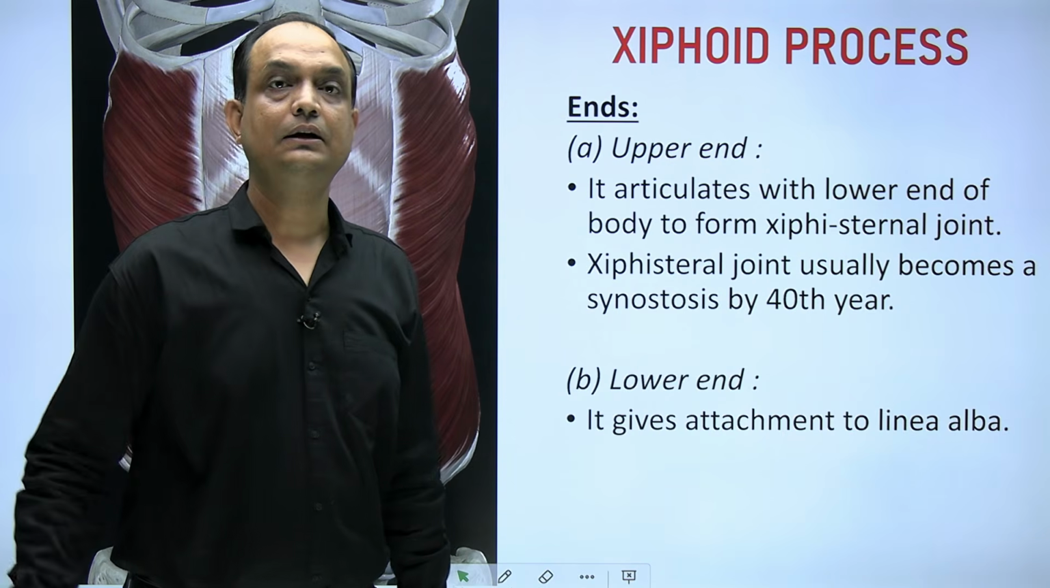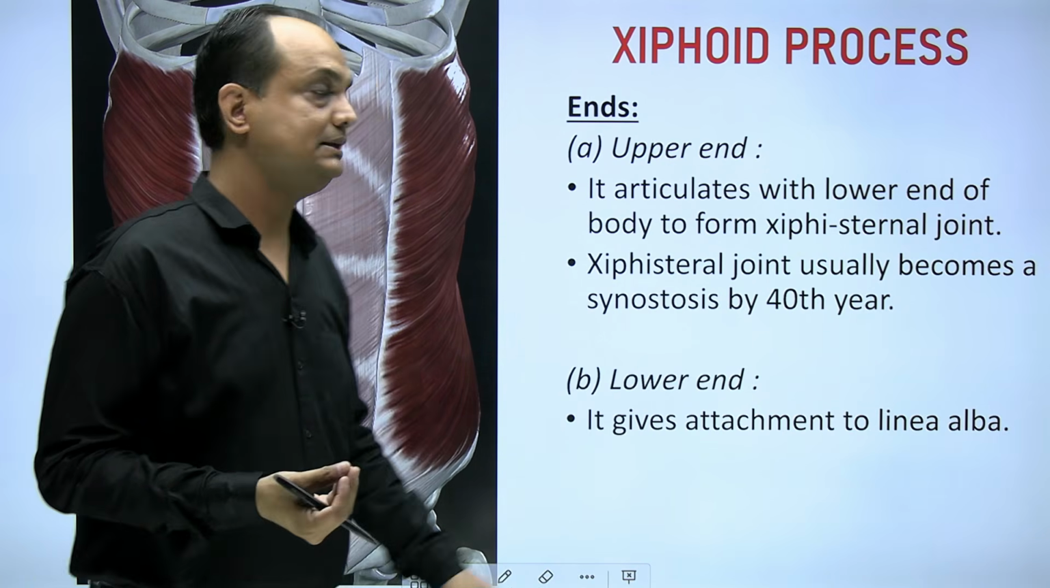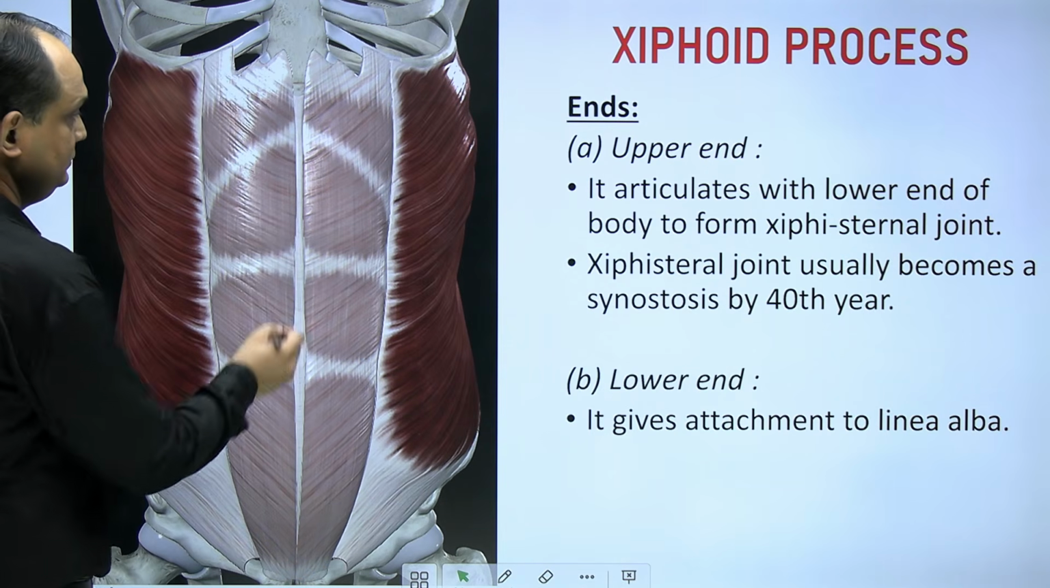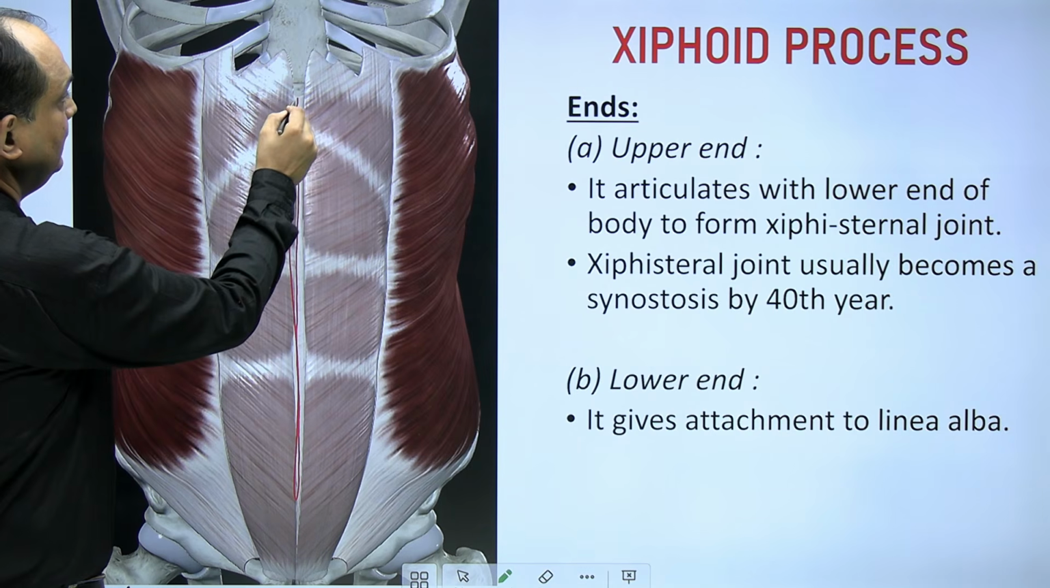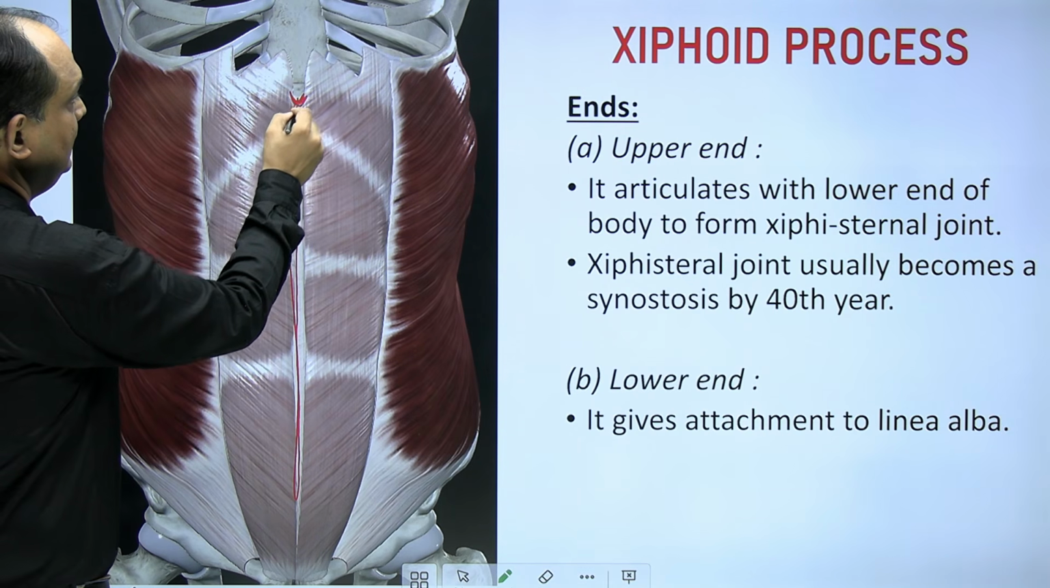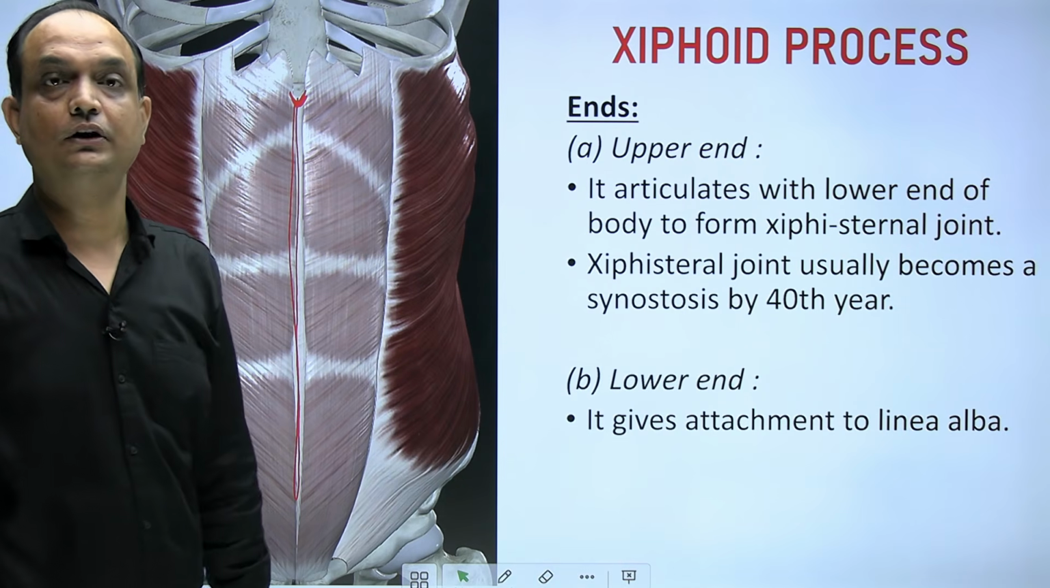Now what about the ends? It has an upper and lower end. The lower end is your tip, and this tip has an attachment to the thick band in the midline of the anterior abdominal wall known as linea alba. So this linea alba goes and has its upper attachment on the lower end of your xiphoid process.